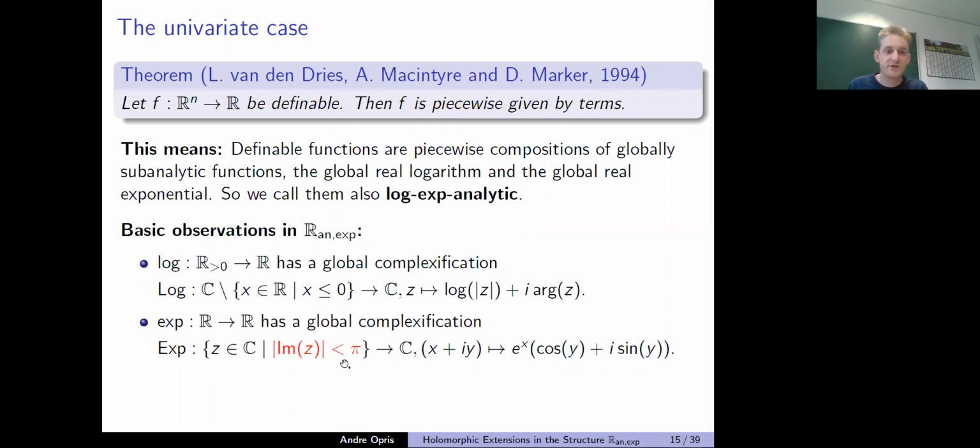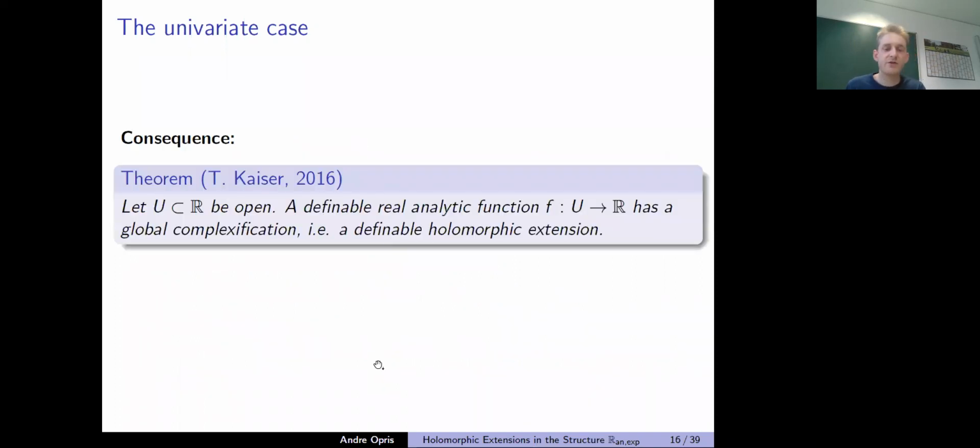Okay, and proceeding from this observation, we see that terms have a nice holomorphic extension. And with these considerations, Tobias Kaiser could also give the following result about complexification for functions in one variable. Here we have an open set, and we have a definable real analytic function. This also has global complexification, so a definable holomorphic extension. But note, it's very important that we deal here with only one variable.